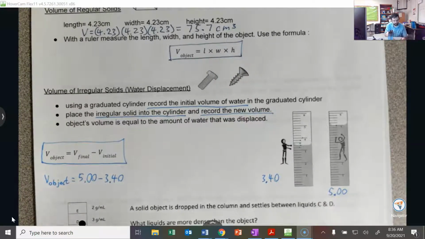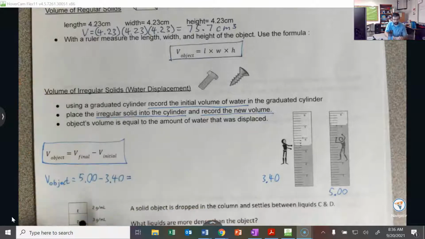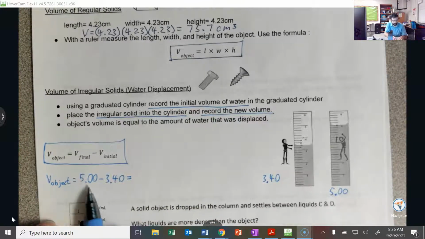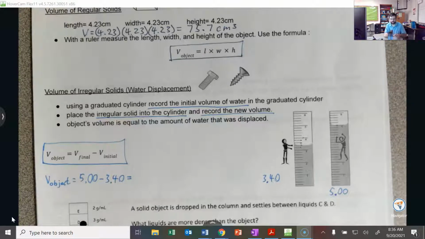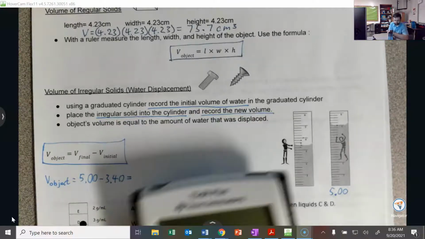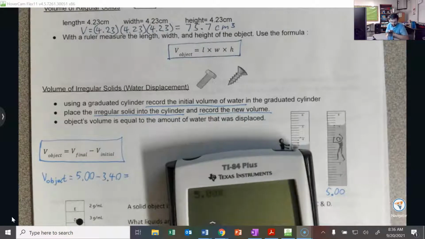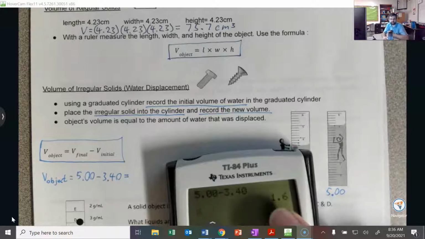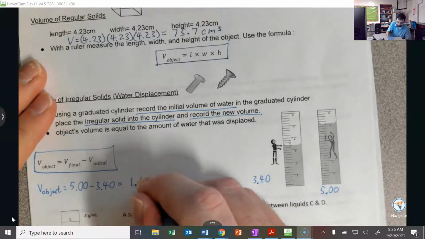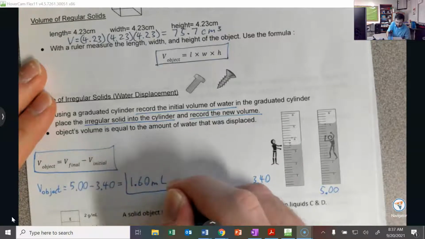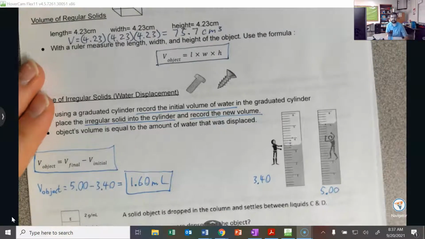This is something that some students had a hard time with. When you're subtracting or adding, we look at the least number of decimal places that are shown. Well, I have 2 decimal places here and I have 2 decimal places there. So my answer needs to have 2 decimals in it. So 5.00 minus 3.40, I end up with 1.6. To make that 2 decimal places, I need to have a 0 after the 6, 1.60. And that would be the volume of the little object that we dropped inside the water.